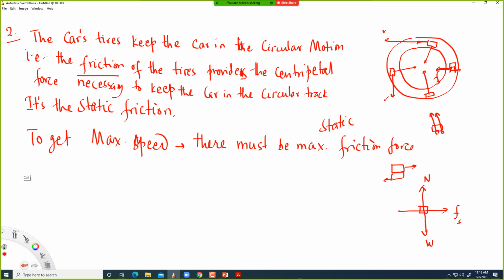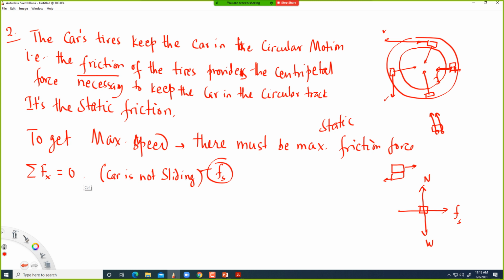So sum of forces along x direction is 0, again, because there is no relative motion. The car is not sliding. This won't be 0 if the car is sliding. This is 0 because the car is not sliding. It's intact to the road. And that's the reason we are using this static friction.